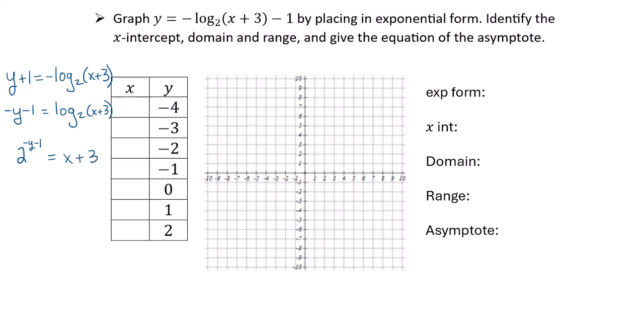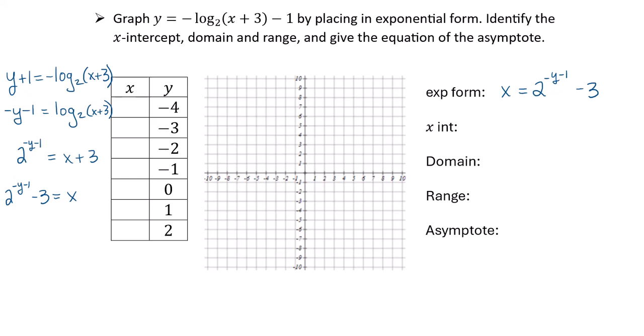And just so that I can get my x isolated here, let's go ahead and subtract 3 from both sides. This will give me a 2 to the negative y minus 1 minus 3. So my exponential form is x equals 2 to the negative y minus 1 minus 3. Now you can see here I have placed some numbers already in the t-table for y. So let's go ahead and start there.